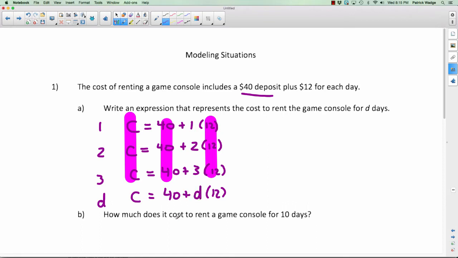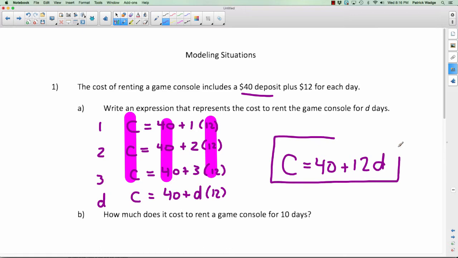D number of days. So this is your equation, C equals 40 plus D times 12. What's a better way to write that? How about C equals 40 plus, what's a better way of writing D times 12? 12 times D, or 12D. This is the equation. Now you can use this equation to figure it out for any number of days.